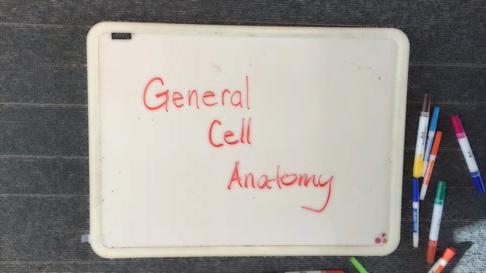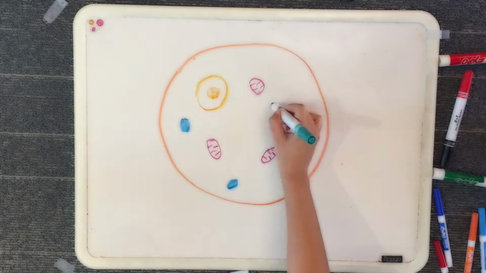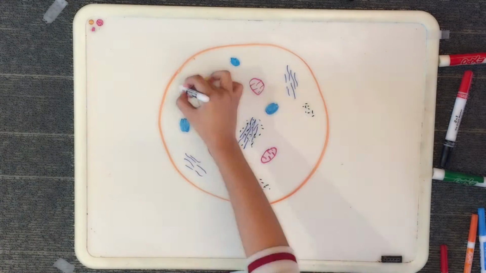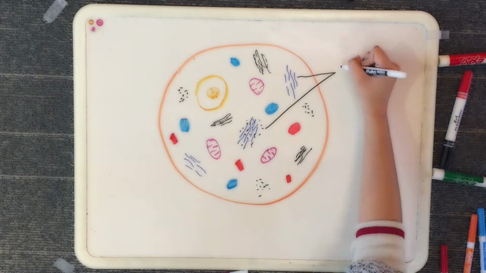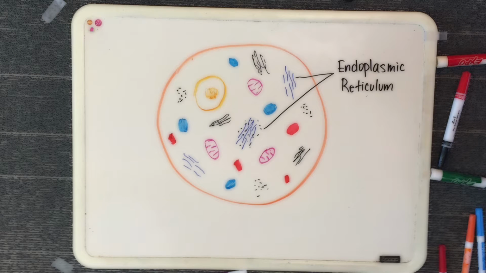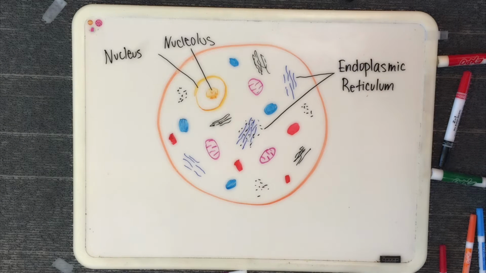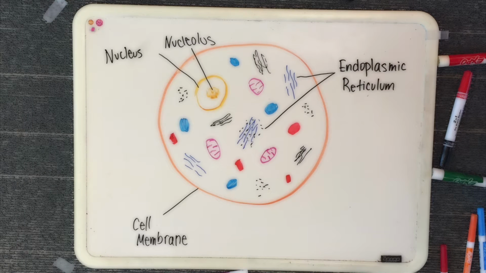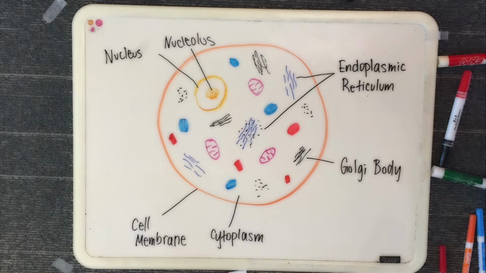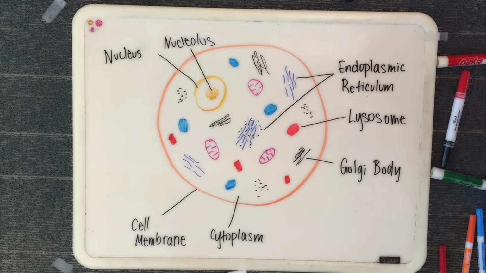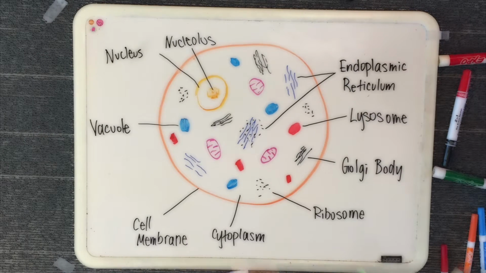General cell anatomy. Arthropods are made up of eukaryotic animal cells. Their cells are very similar to humans since they contain endoplasmic reticulum, a nucleus, a nucleolus, cell membrane, cytoplasm, Golgi apparatus, lysosomes, ribosomes, and vacuoles.